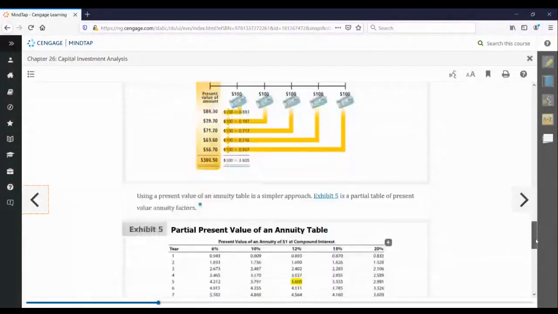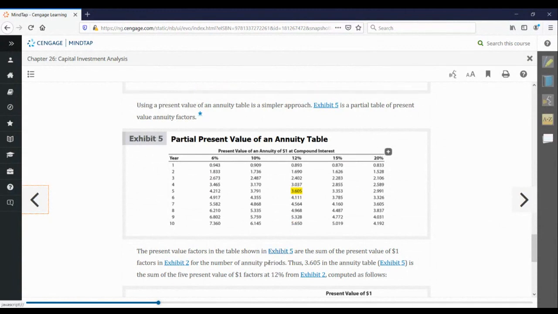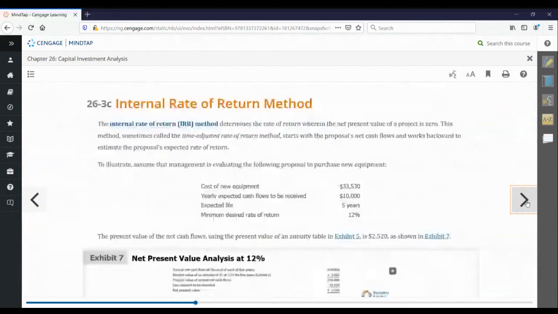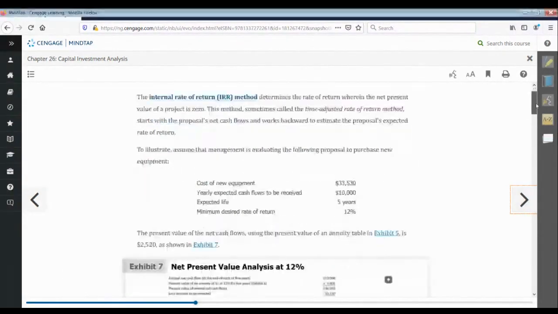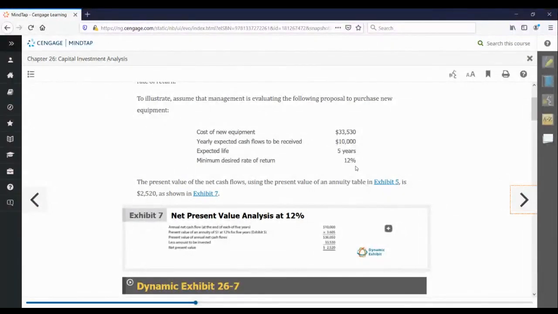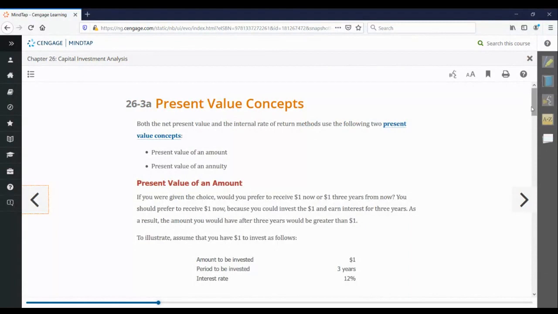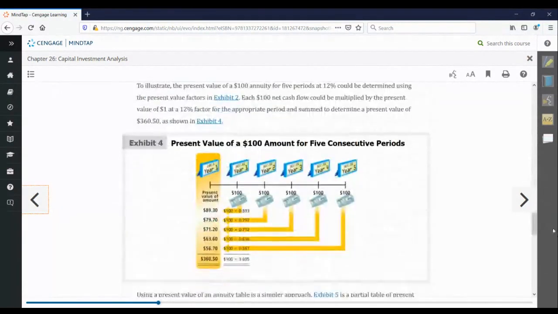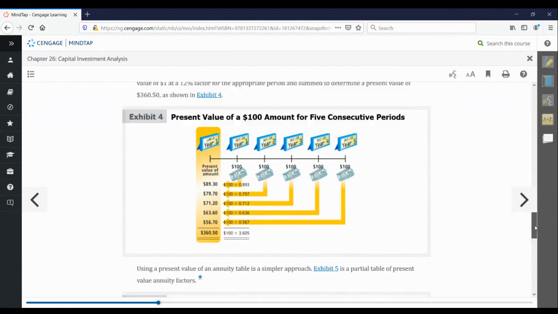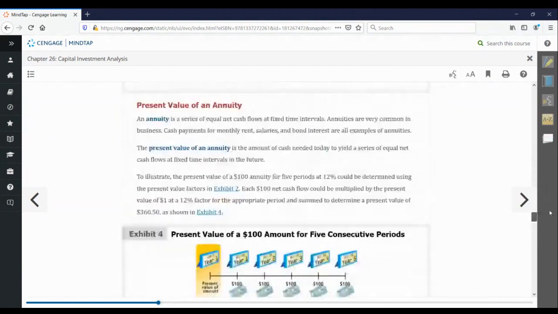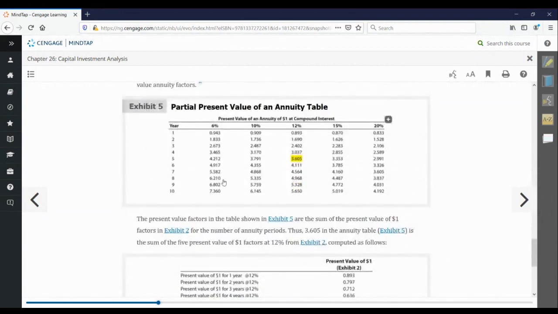This is our annuity table here. And we were expecting 10% for 5 years. It'll be 3.791. Well, actually, it was 12% at 5 years. So let's go back to our table again, and let's look at 12% for 5 years. I'm sorry, I did it again, didn't I? Gotta find your table here. There it is. Exhibit 5 is your annuity table.